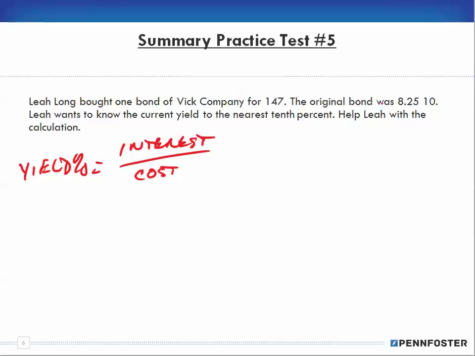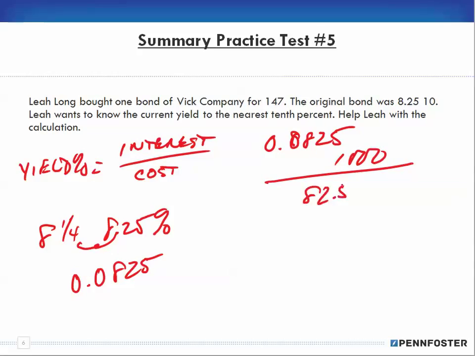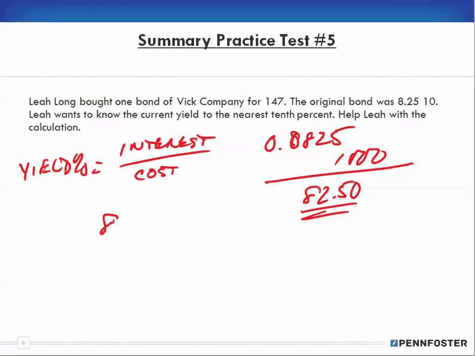So for our interest in this case, we're at 8.25% interest, and that in decimal form is 0.0825. And the face value of the bond is 1,000. So I know that this is going to be 82.50, the interest on the bond. Now, I could have done the math and come up with 8250, but I'm not going to go through that. You can watch that in the earlier videos. So our interest is 8250.